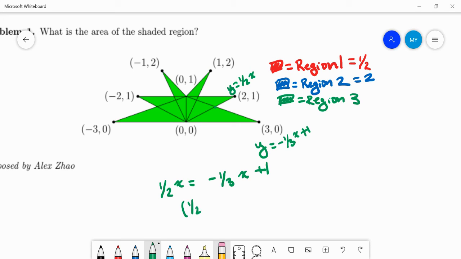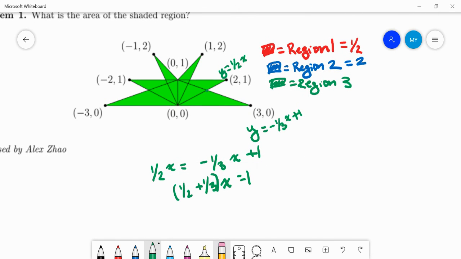So 1/2 plus 1/3 x is going to be equal to 1. 1/2 plus 1/3 equals 5/6. 5/6 x is equal to 1. So that means x is equal to 6 over 5. And plugging this in, we can see that the intersection point is 6 over 5, comma 3 over 5.